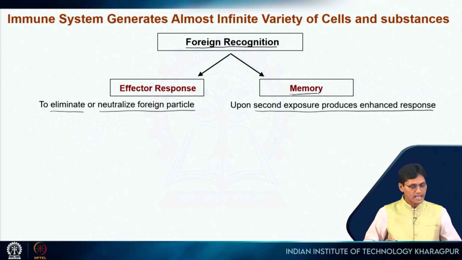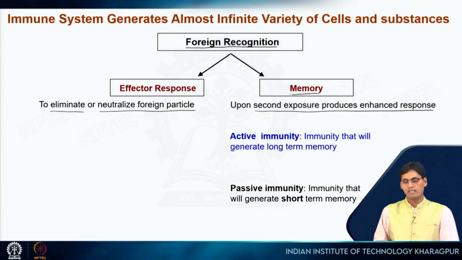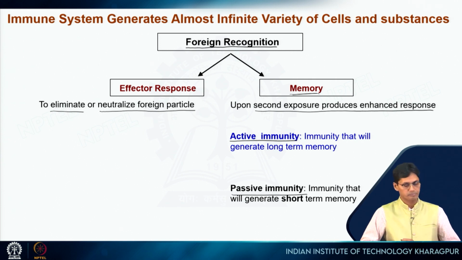Okay, and this can be of two types. This immune memory can be developed because of either active immunity or passive immunity. I will go step by step. Active immunity means immunity that will generate long-term memory. And in the case of passive immunity, it is immunity that will generate short-term memory. Let's see with an example.